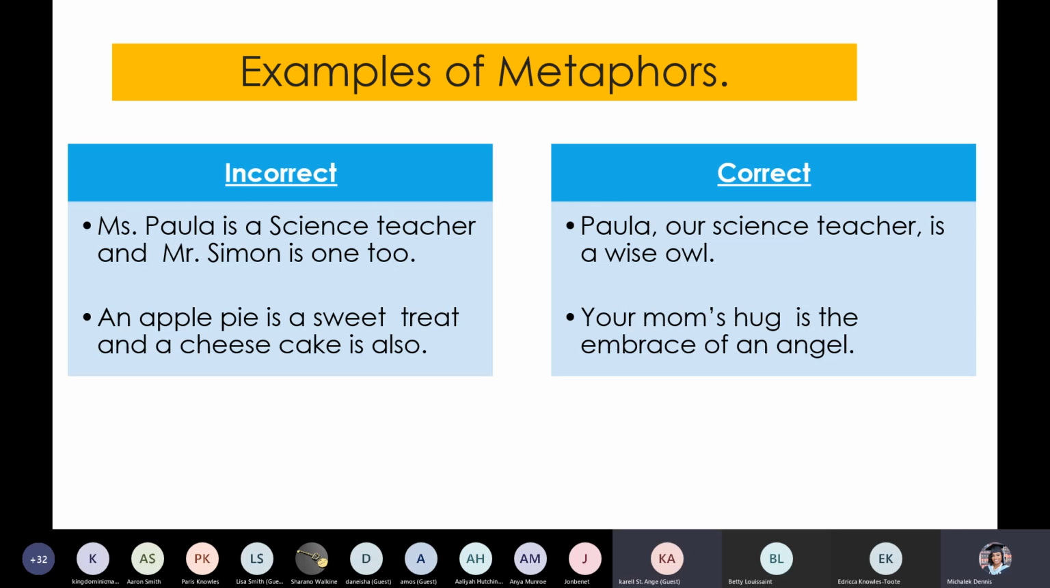Can I have some examples in the chat? Let's see. This one seems to be a little tricky for some students. He is a pig. All right. That's a good one. Good job. Yes, that is correct.